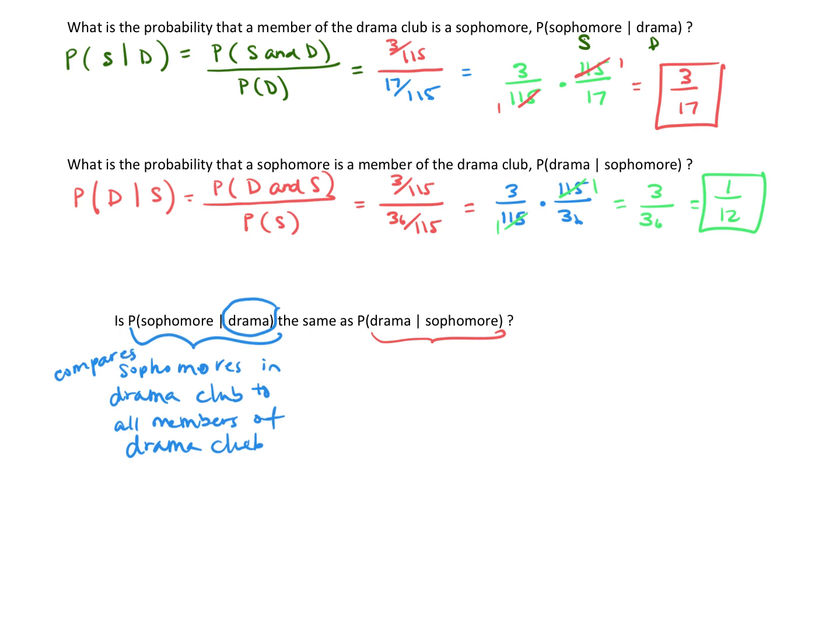All right, so this one compares sophomores in drama club to sophomores in all clubs.